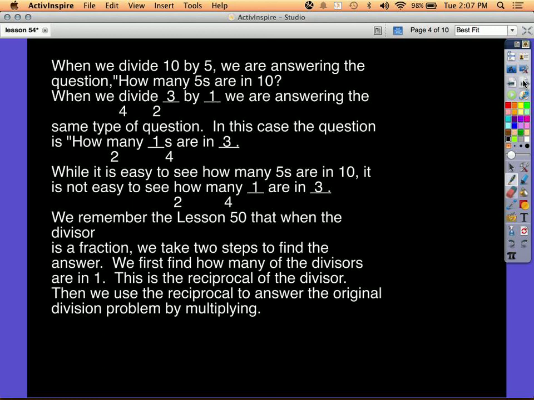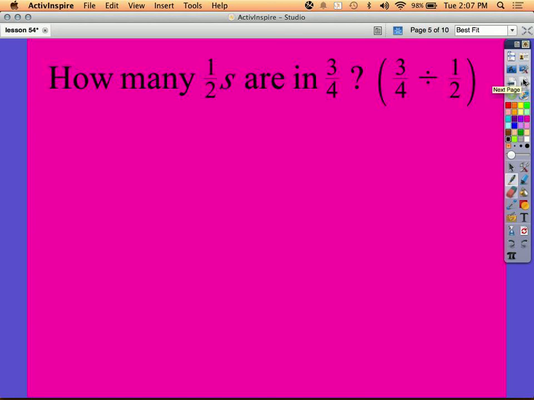Remember in lesson 50, when the divisor is a fraction, we take 2 steps to find the answer. First, we find out how many of the divisor are 1. This is the reciprocal of the divisor. Then we use the reciprocal to answer the original division problem by multiplying. Basically, remember, don't ask why, flip the second fraction and multiply.